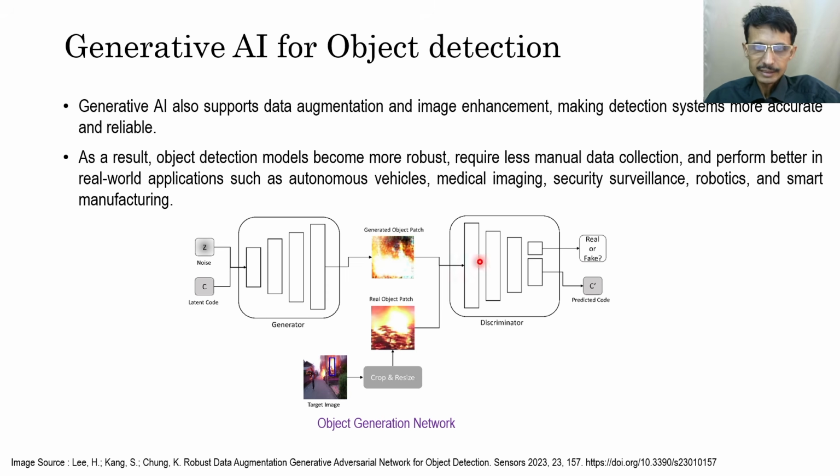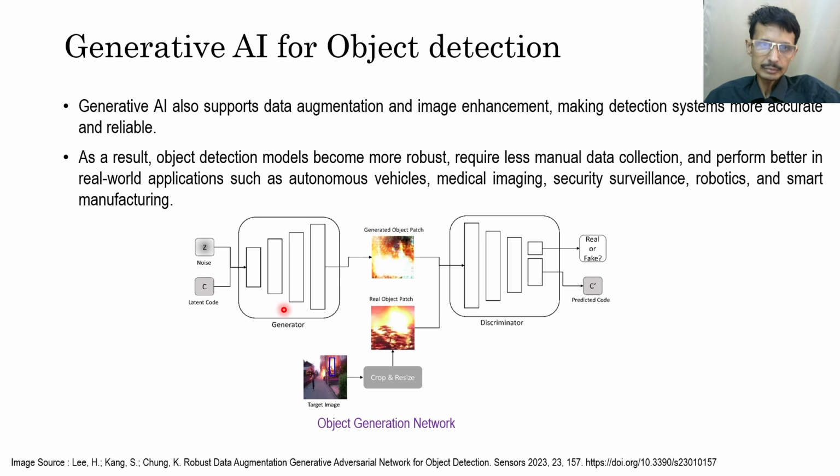So this is a very naive design or naive architecture. We'll see later in a very detailed formulation. So as a result, object detection models become more robust, require less manual data collection, and perform better in real-world applications such as autonomous vehicles, medical imaging, security surveillance, robotics, smart manufacturing, and so on. This is the kind of way of object recognition.